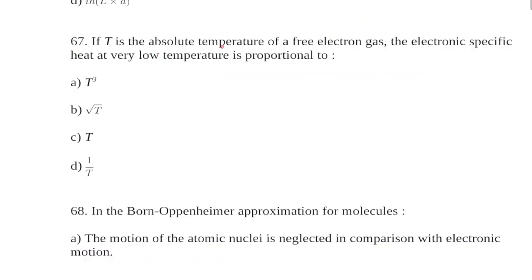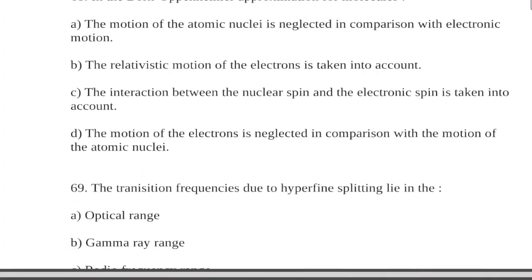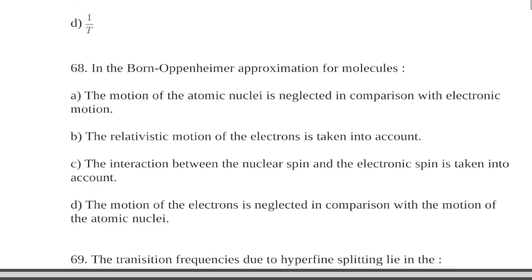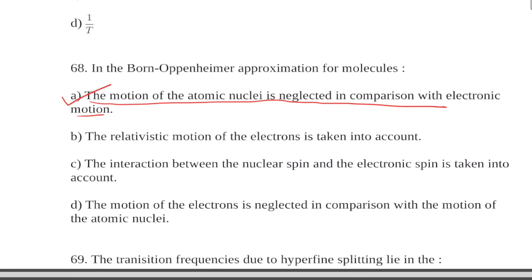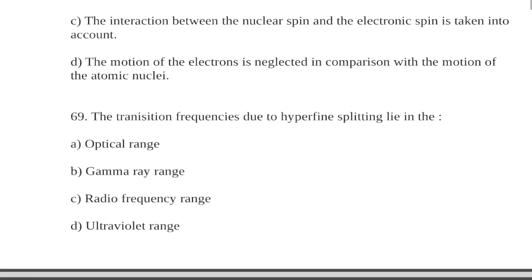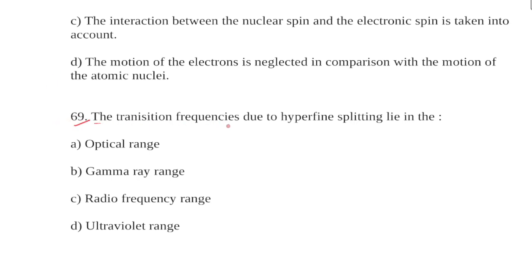67. If T is the absolute temperature of a free electron gas, the electronic specific heat at very low temperature is proportional to T. Okay, so your correct option is option A. Next, 68. In the Born-Oppenheimer approximation for molecules, the motion of atomic nuclei is neglected in comparison with electronic motion. Okay, so your correct option is option A. Next, 69. The transition frequencies due to hyperfine splitting lie in the radio frequency range. So your correct option is option C.